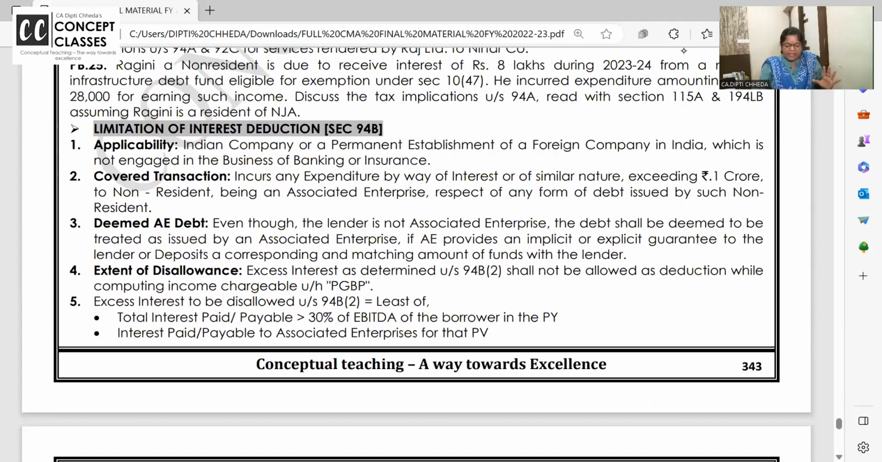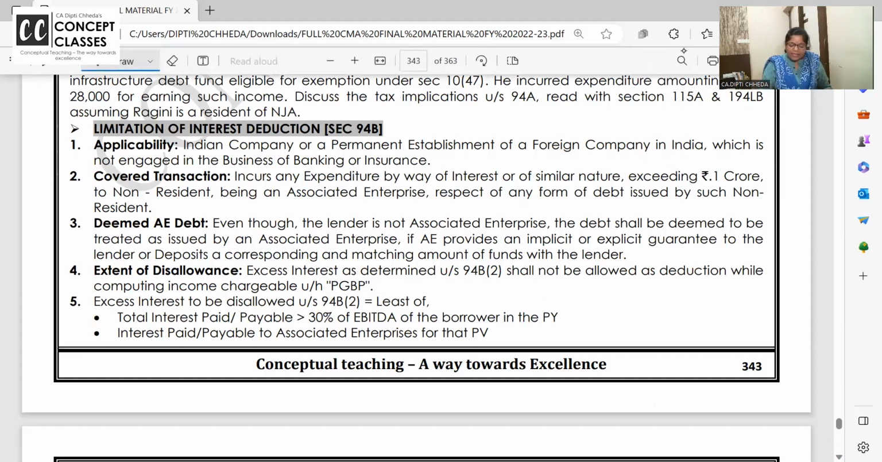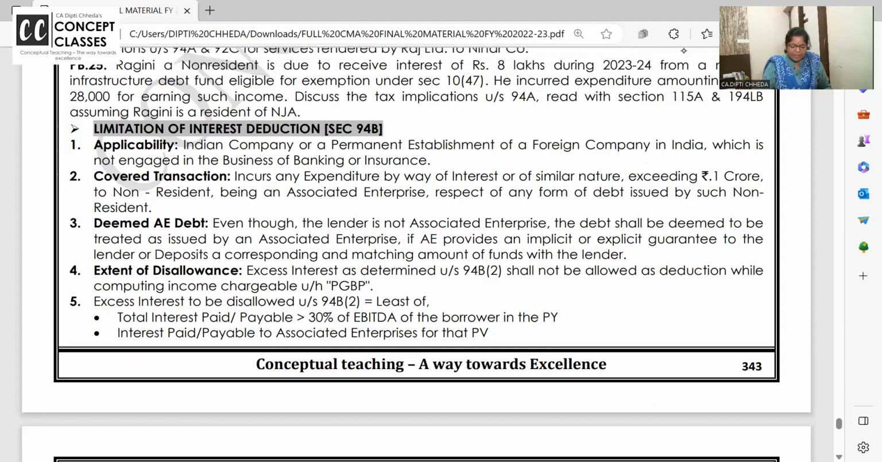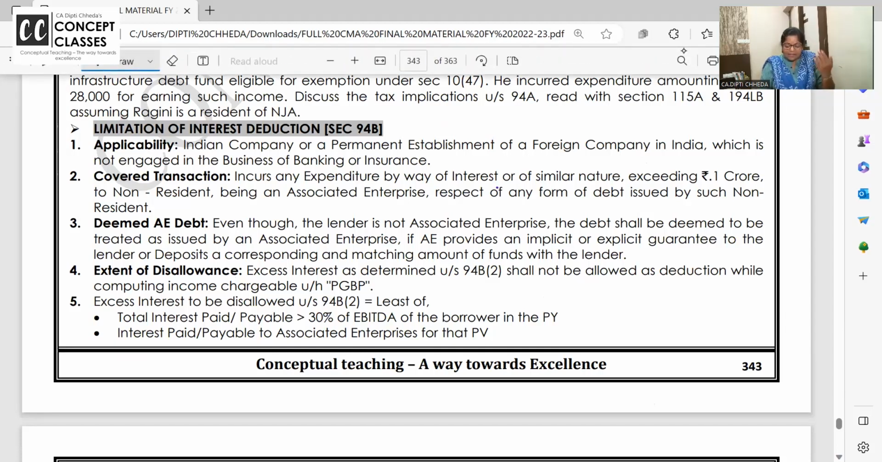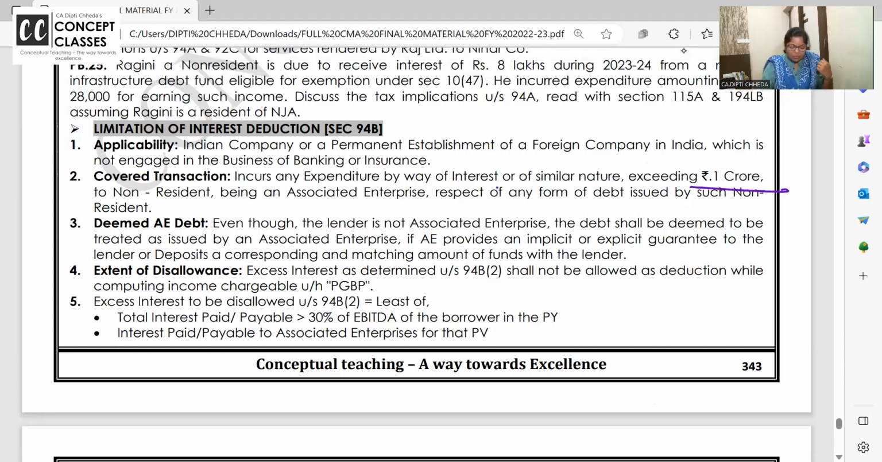Last concept, but very important, when we are doing transactions with the foreign enterprise, okay, Indian company or PE of foreign company, incurs any expenditure, we are paying interest exceeding 1 crore to a non-resident being associate enterprise, then interest is allowed maximum up to 30% of EBITDA. What is EBITDA? Earning before interest, tax, depreciation.